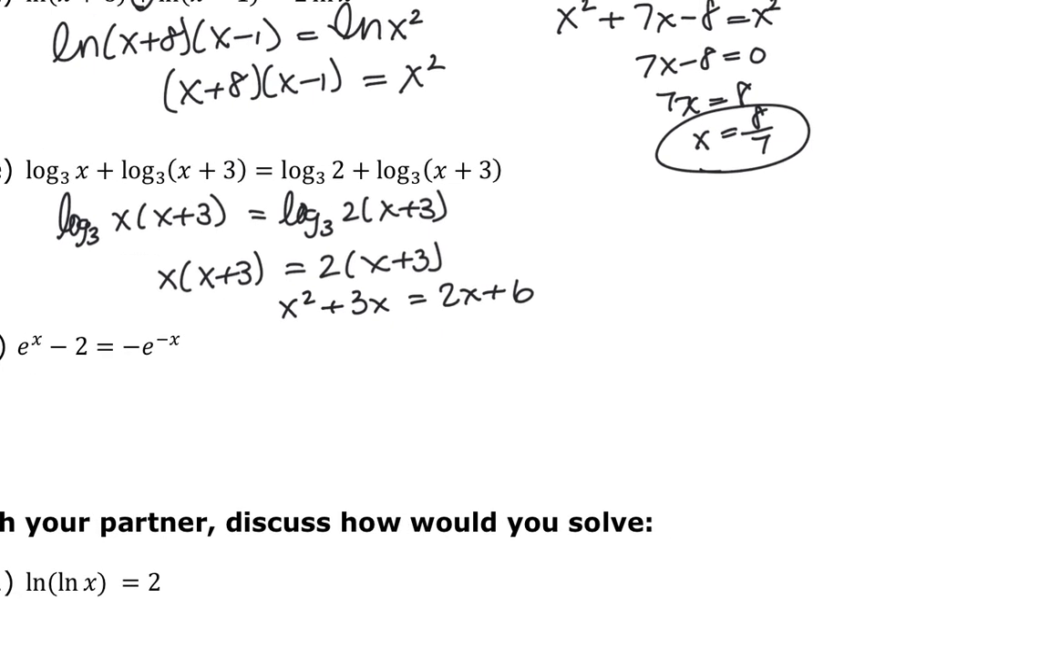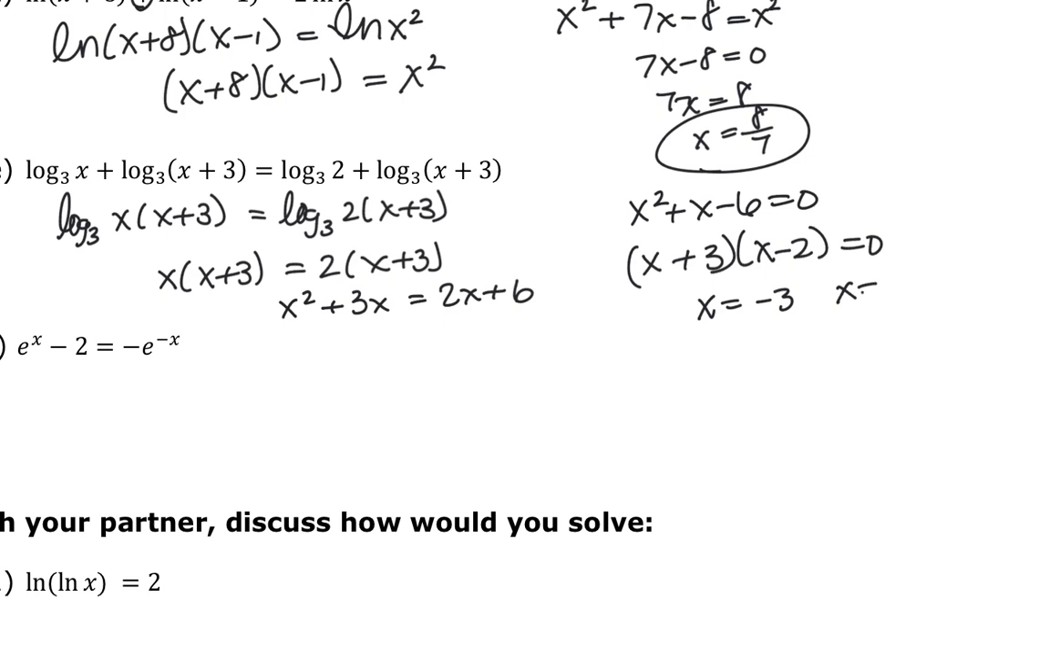Bring everything to the left-hand side. I'm going to get x squared plus x minus 6 is equal to 0. This factors into x plus 3 times x minus 2 is equal to 0, so x is equal to negative 3, and x is equal to 2.